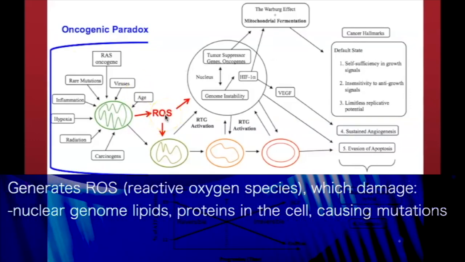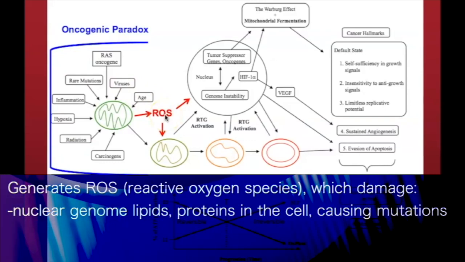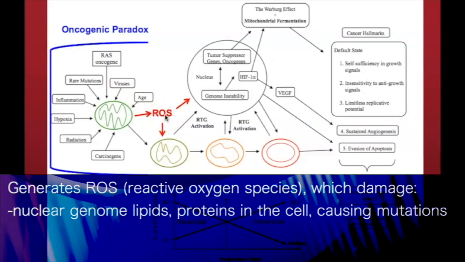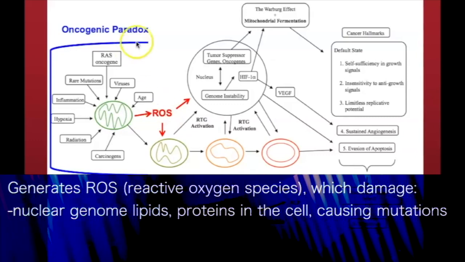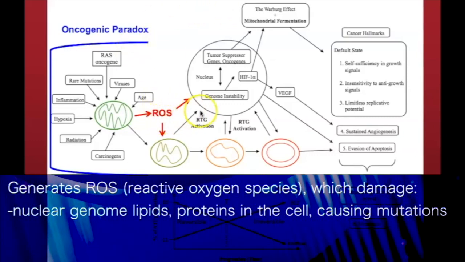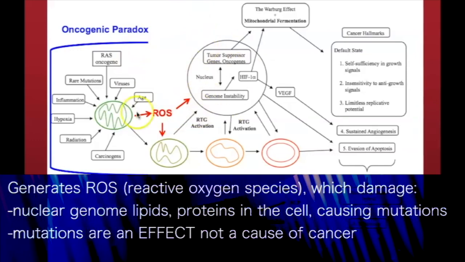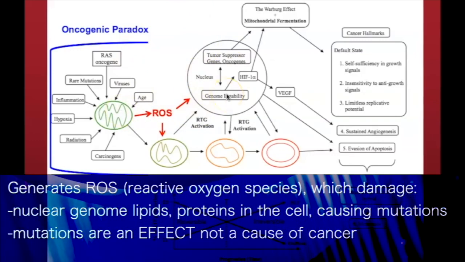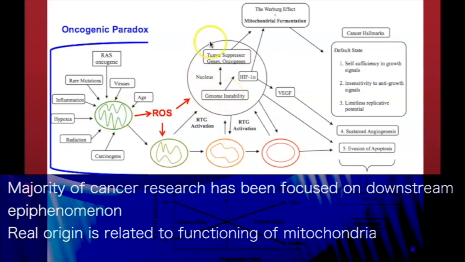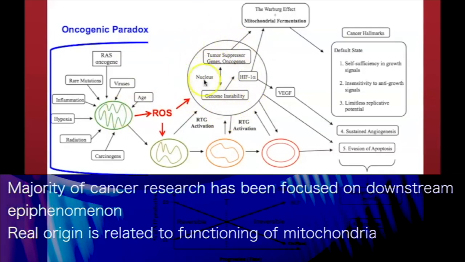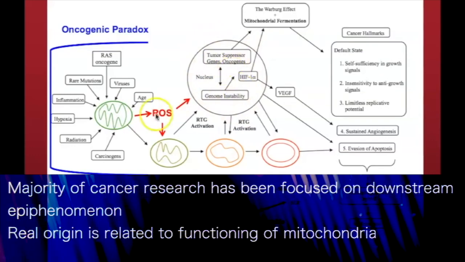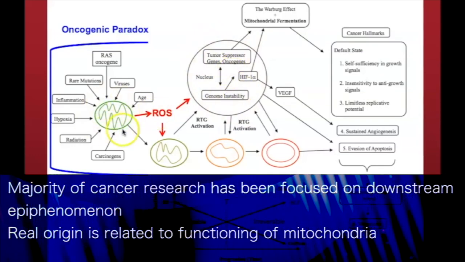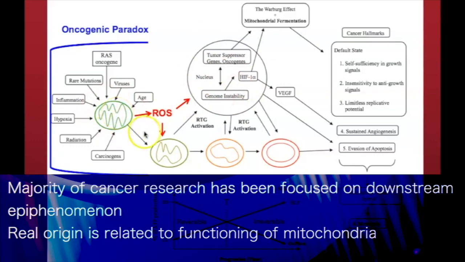The reactive oxygen species damage the nuclear genome, lipids and proteins in the cell. So the mutations that we see in cancer come as the result of damage from reactive oxygen species. The mutations are an effect. They are not the cause of cancer. So the majority of studies on cancer have really been focusing on downstream epiphenomena, where the real origin of the disease is related to the function of the mitochondria.